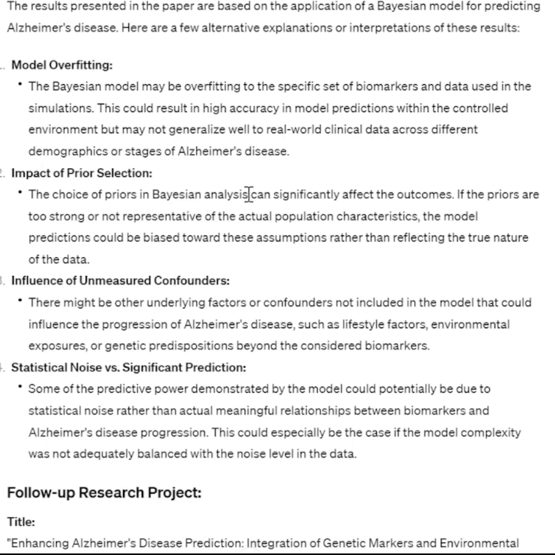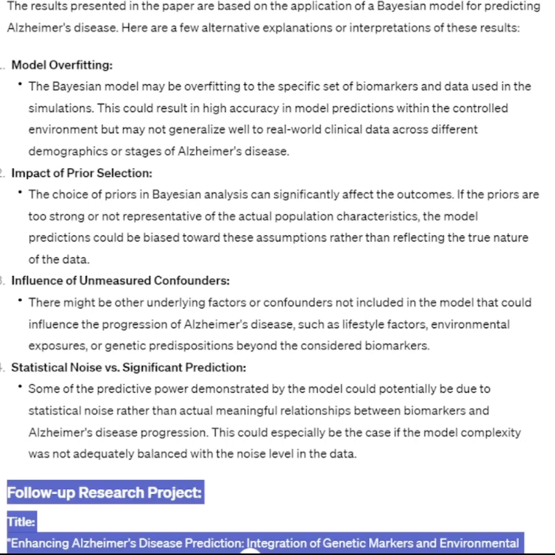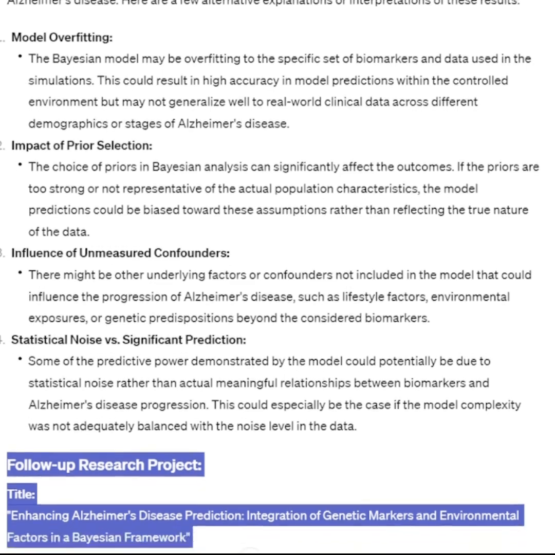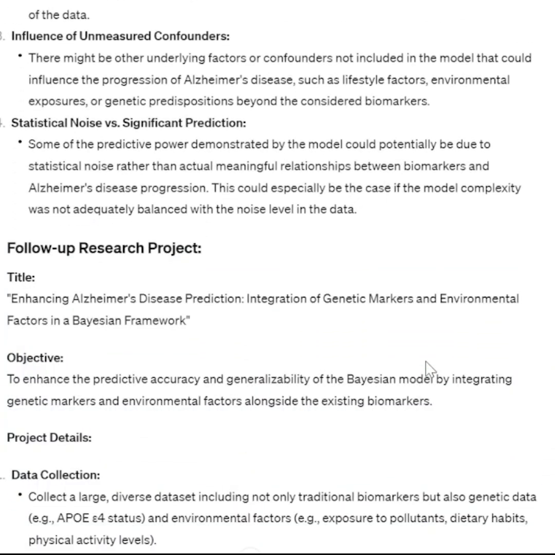2. Impact of prior selection. The choice of priors in Bayesian analysis can significantly affect the outcomes. If the priors are too strong or not representative of the actual population characteristics, the model predictions could be biased toward these assumptions rather than reflecting the true nature of the data. 3. Influence of unmeasured confounders. There might be other underlying factors or confounders not included in the model that could influence the progression of Alzheimer's disease, such as lifestyle factors, environmental exposures, or genetic predispositions beyond the considered biomarkers.